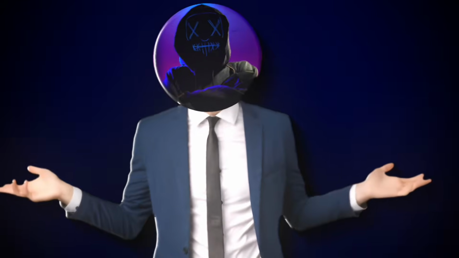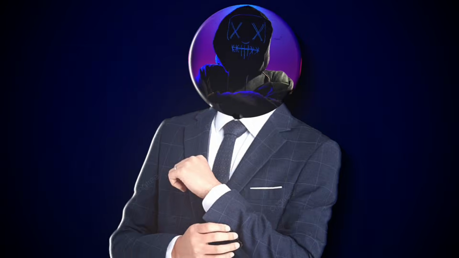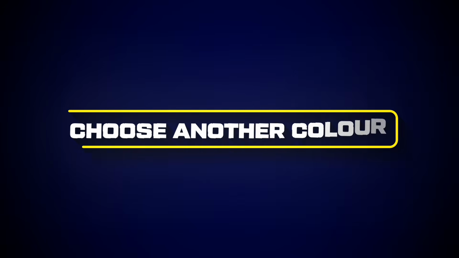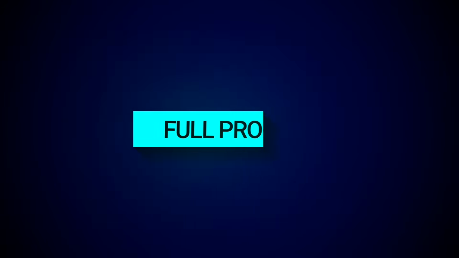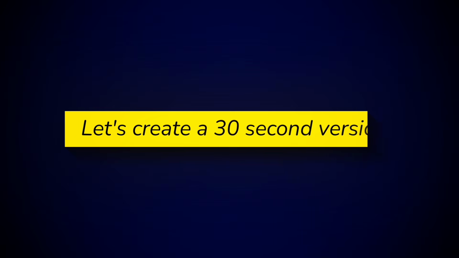And because the whole transformation happens inside one generation, you also have less chance of the car changing between separate clips. So if your goal is simply to create quick 10-second videos, you can stop here. Choose another car, choose another color, generate another prompt, and repeat the same process. But I wanted something longer. So let's create a 30-second version.